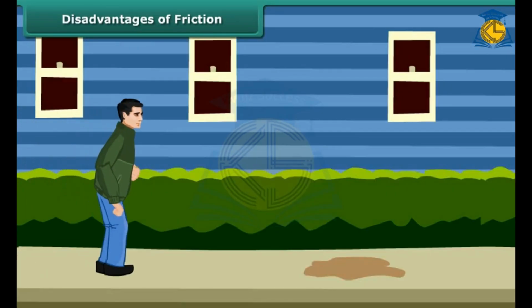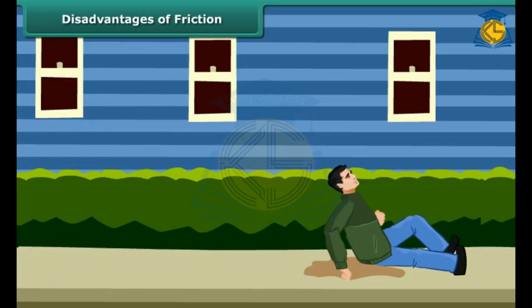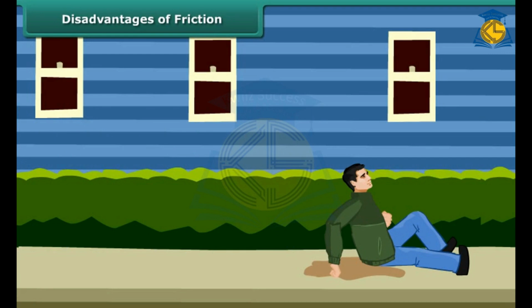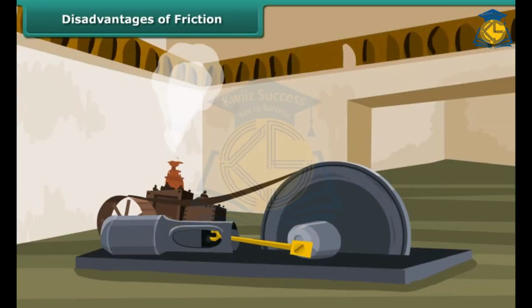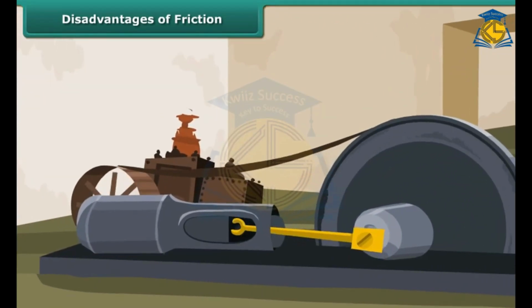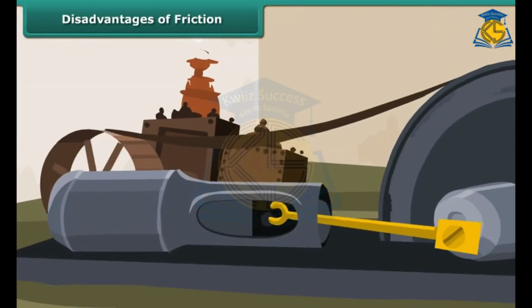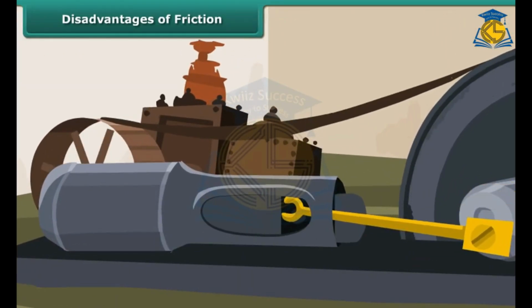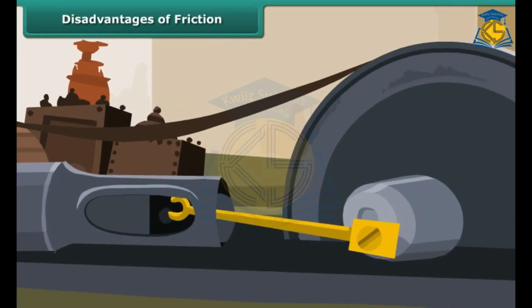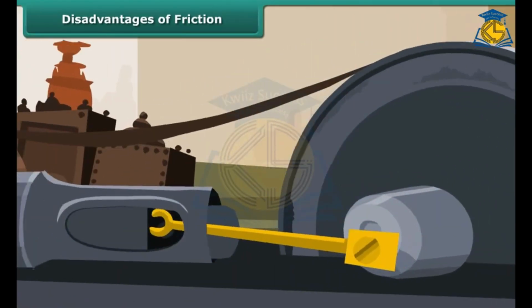When we step on a greasy or oily surface, our foot slips because friction gets reduced due to the smoothness of the grease or oil. Friction reduces the efficiency of machines. Some of the forces applied to run a machine get lost in overcoming the friction between its moving parts.